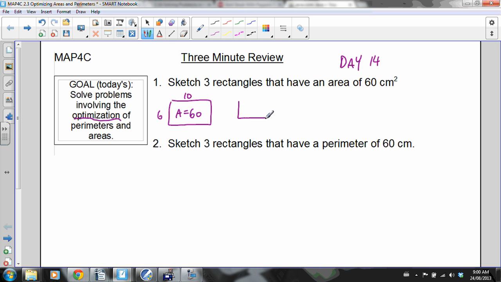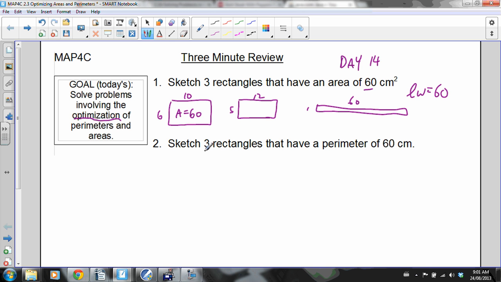What else works? 5 and 12. That works. That gives me an area of 60. I could even, if I wanted a terrible shape, and this isn't to scale, and again, I should use a ruler, but it could be 1 by 60. Any two numbers that multiply to get 60. That's what I want: length times width to be 60.